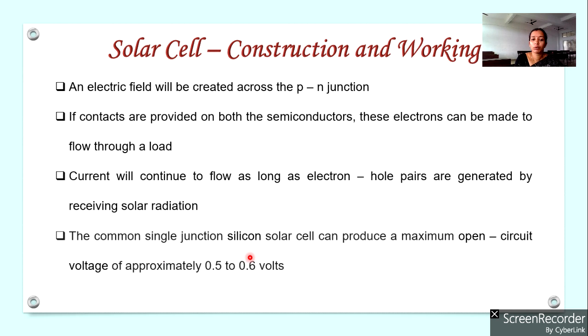The maximum output voltage that a single junction silicon solar cell can provide is about 0.5 to 0.6 volts. So this is all about the construction and working of solar cells.